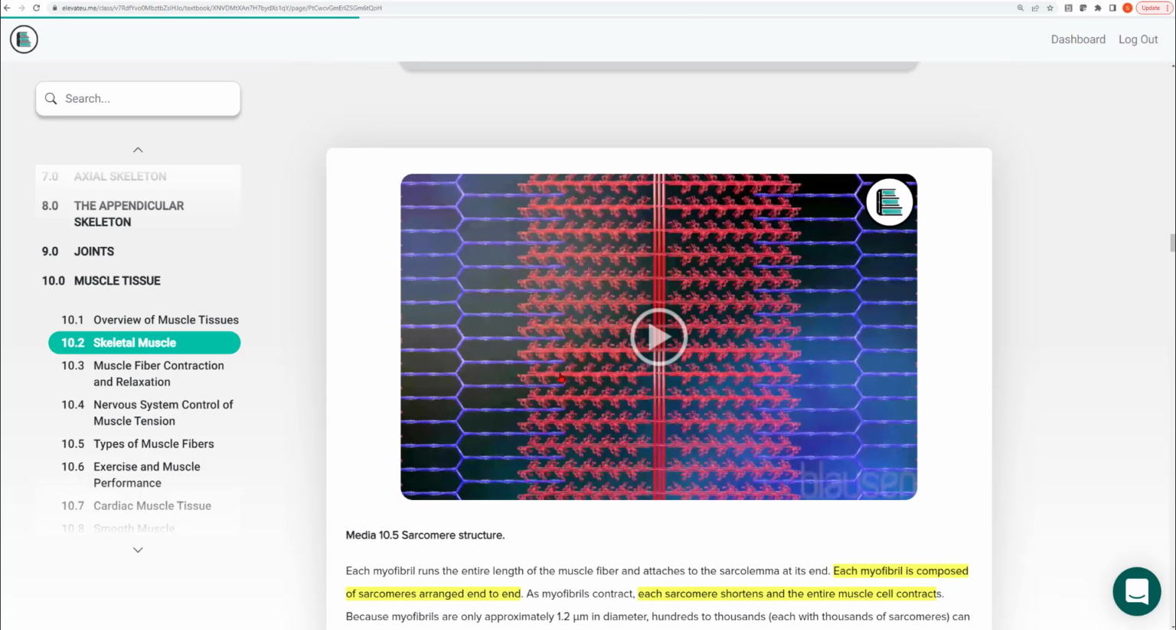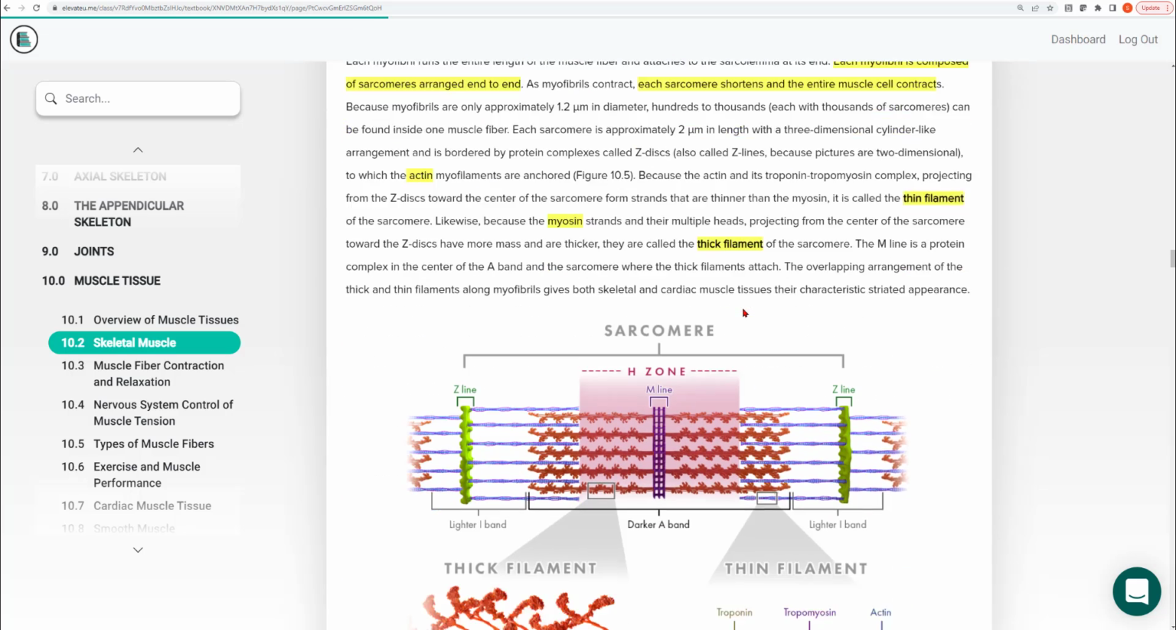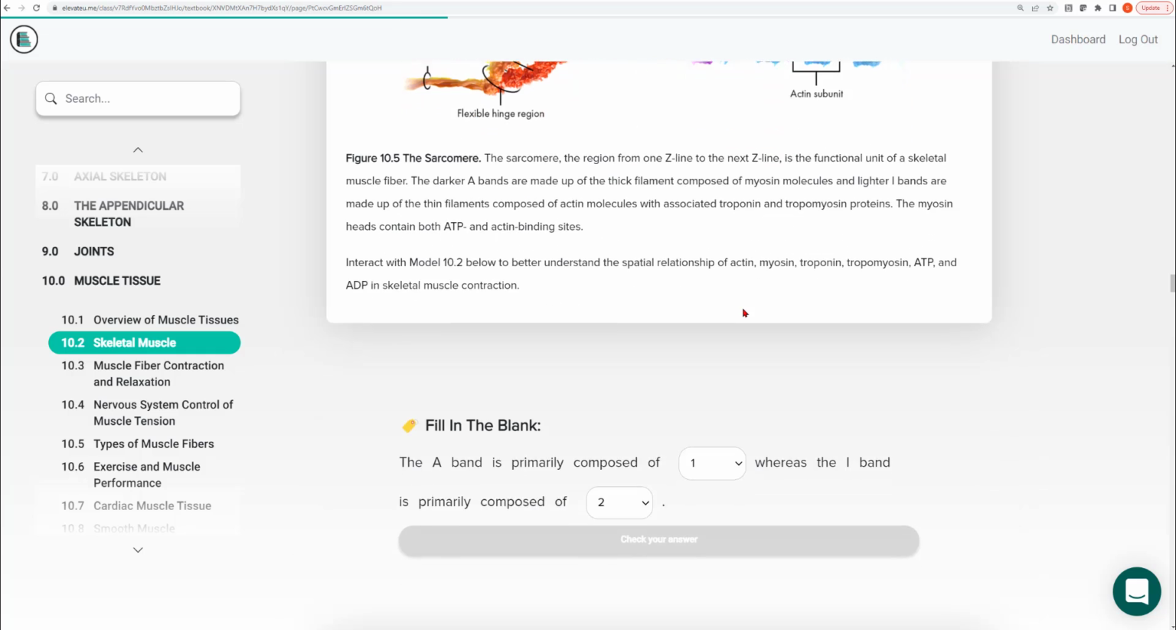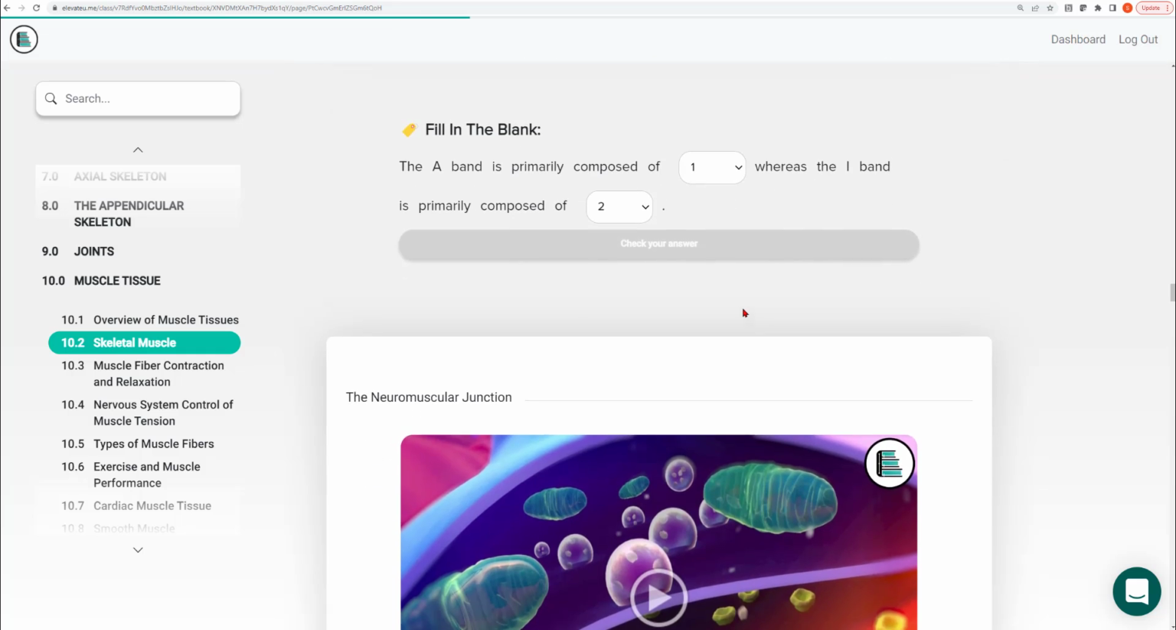In this video, again, here's your thick filament. Here is the thin filament. Here is the Z line. And you're going to see how the sarcomere shortens as muscles contract. This is called the sliding filament theory.